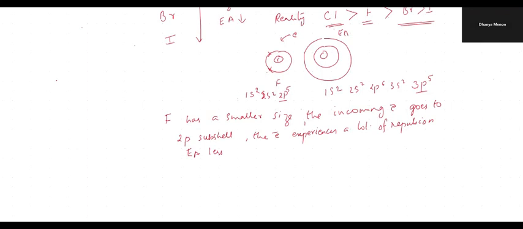Electron affinity is less. But in case of chlorine, the incoming electron goes where? Incoming electron goes to the third shell, which is 3p subshell. So that is why the repulsion chances are very less as compared to fluorine. Okay, so I hope this is clear.